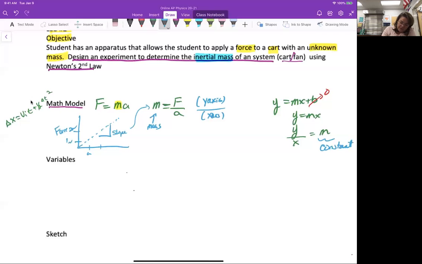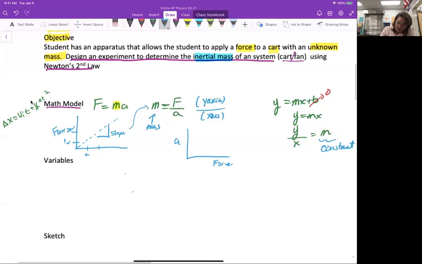Now, what if I graphed acceleration versus force? Well, what's on the y-axis? Acceleration. What's on the x-axis? Force. And what is that equal to? 1 over m. So now, once I find that slope, so there's my slope. Let's just call it slope so I don't throw in another variable that looks like what we're doing. I know that that slope is equal to 1 over m. And I can find m by taking the inverse of the slope. Okay.